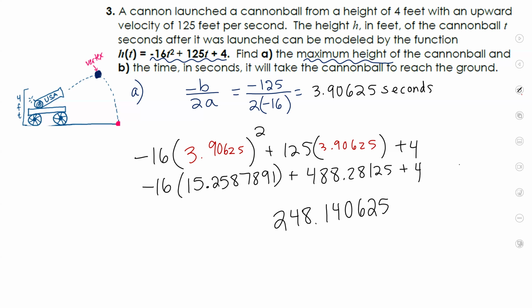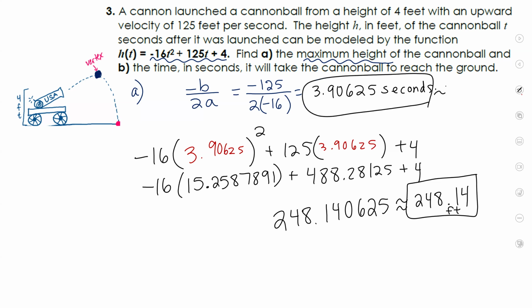All right, great. So this is what you guys told me you got. We're going to round to the nearest hundredths place. So this will be 248.14 feet. So that means the cannonball was launched and it took 3.9 seconds, which you can round this to, if it asked you for that, you can put 3.91. So it took almost 4 seconds for it to reach its maximum height.